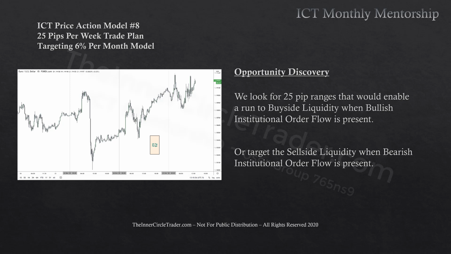Your ideal scenario for this trade plan is to be looking for scenarios where, if you're bullish, you're going to be framing a run to and above an old high that offers that scale of 25 pips. So you're training your eye to look for these types of setups. Anything that would frame a price run that would give a 25 pip price delivery on the upside when it's bullish, that's what you're framing.